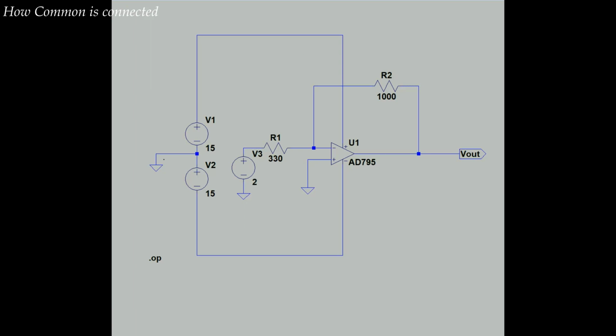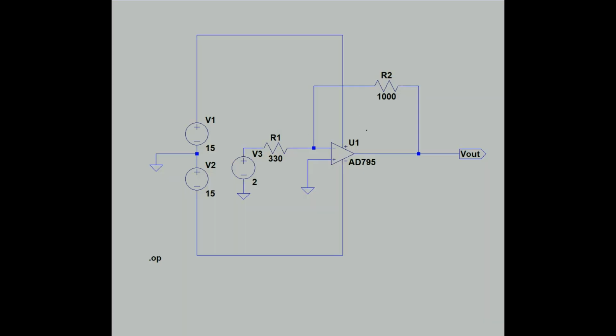Okay, notice these common connections here on V1. So we've taken two 15-volt power supplies, and we've connected them in series. And where they're connected forms our common connection. So the common of our input V3 here, our 2-volt input source, and the positive input terminal of the op amp are connected together in this way, to common.